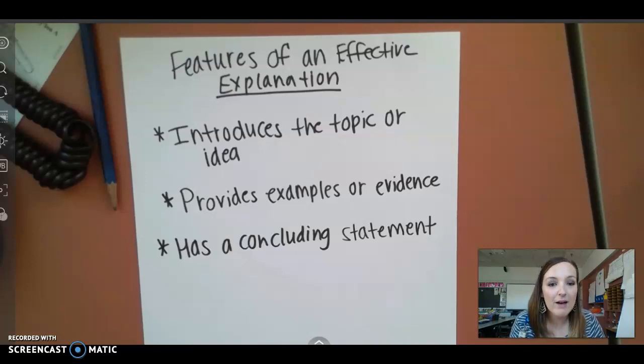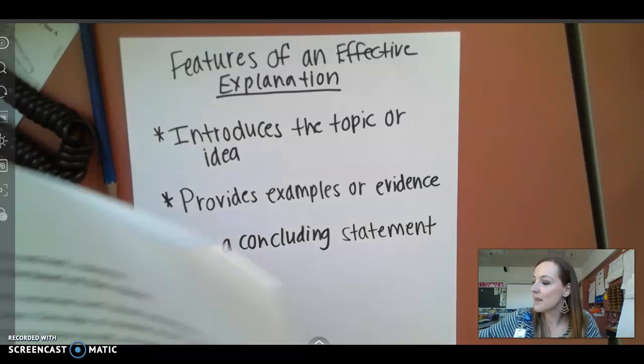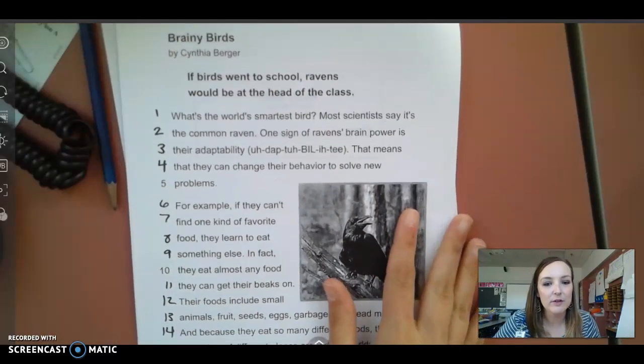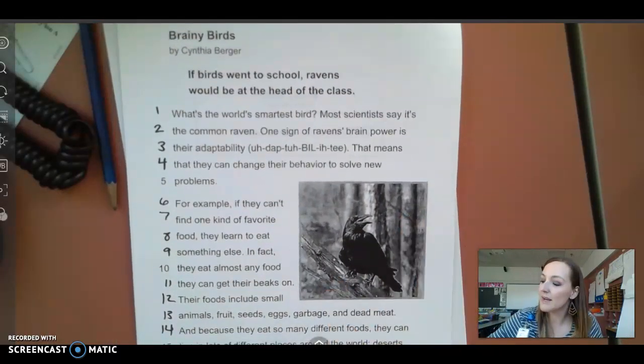So if you do have Brainy Birds with you, if you'll flip open to just the first page. I really enjoy reading this text because it is nonfiction, but there's so many cool facts that we learn about these birds, the raven, and things that they are able to do. So while it is nonfiction, it almost feels kind of exciting in a way because it's really cool facts that you learned.